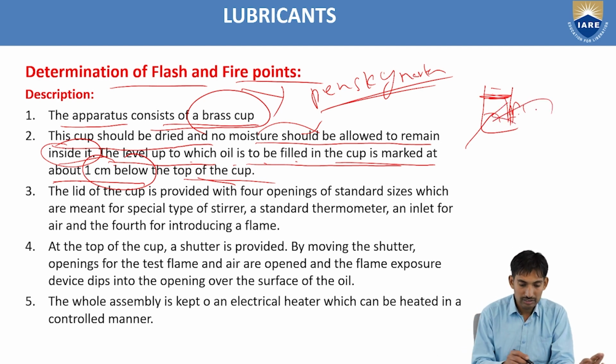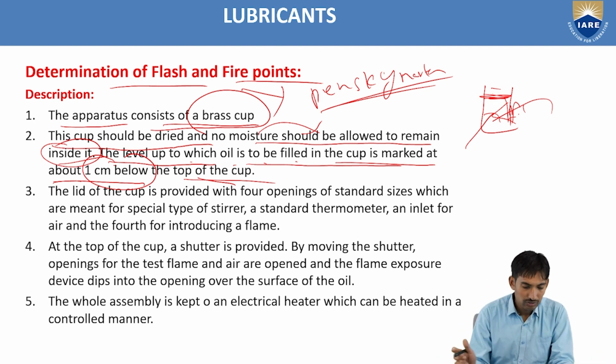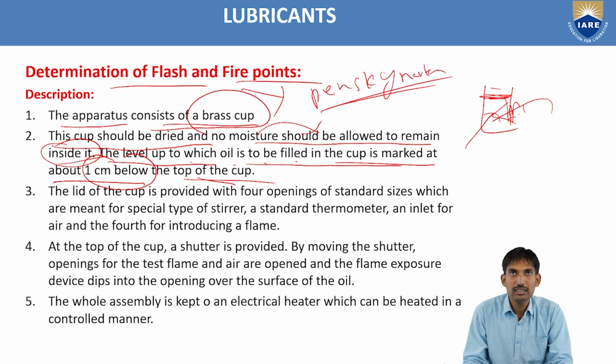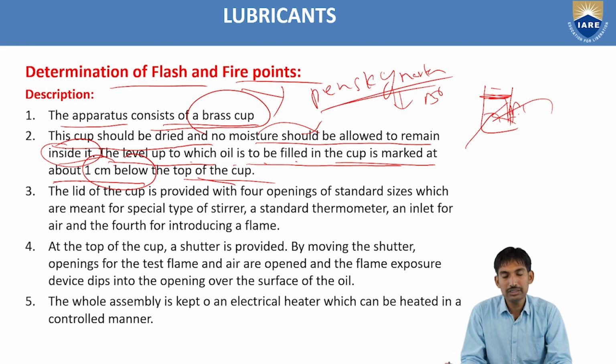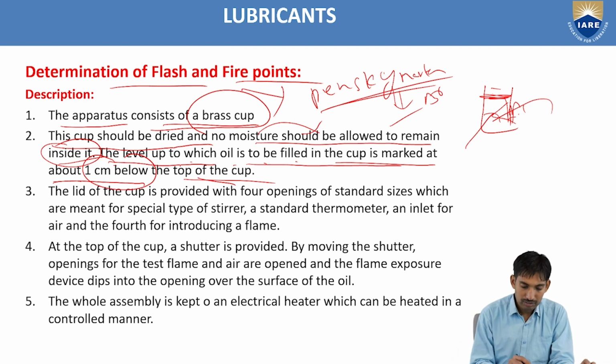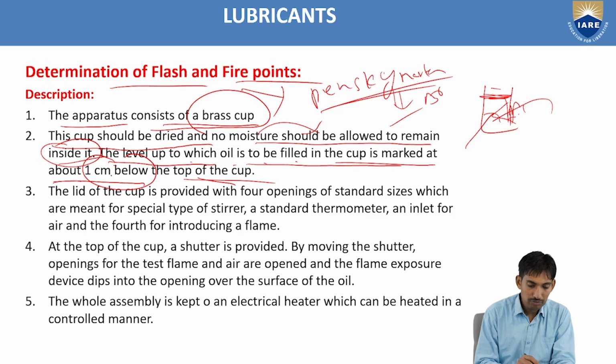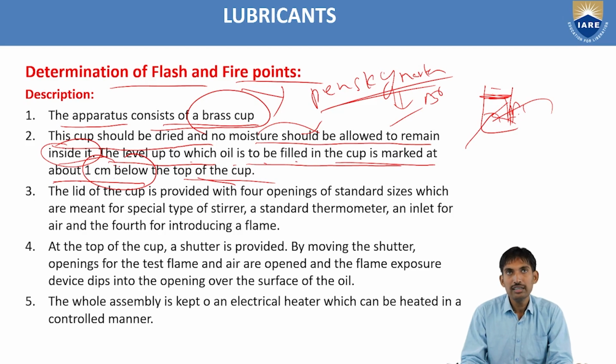By using the Pensky-Martin apparatus, we can measure the flash and fire point of lubricating oils. This apparatus contains one brass cup. The cup should be dried and no moisture should be allowed to remain inside it. The level up to which oil is to be filled is marked at about 1 centimeter below the top of the cup.